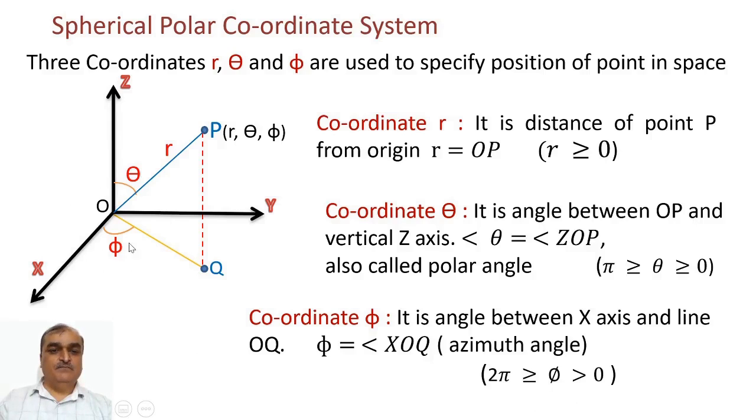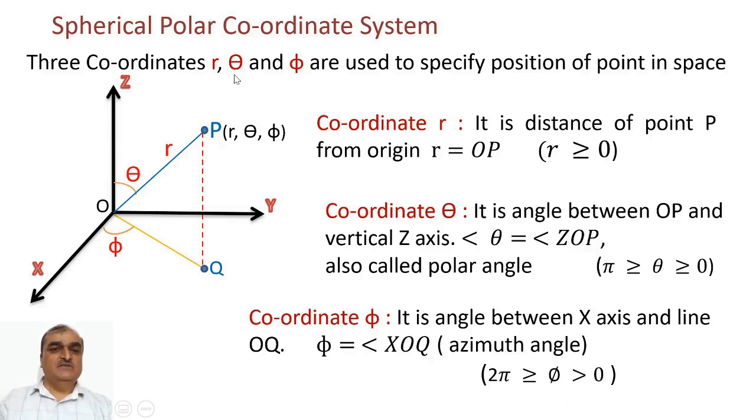When the point is in the first quadrant of the xy plane, the value of phi varies from 0 to 90 degrees. In the second quadrant, from y to minus x, phi varies from 90 to 180 degrees. In the third quadrant, from minus x to minus y, it varies from 180 to 270, and in the fourth quadrant, from minus y to x, it is 270 to 360 degrees. In this way, the value of phi varies from 0 to 360 degrees, that is, 0 to 2 pi.